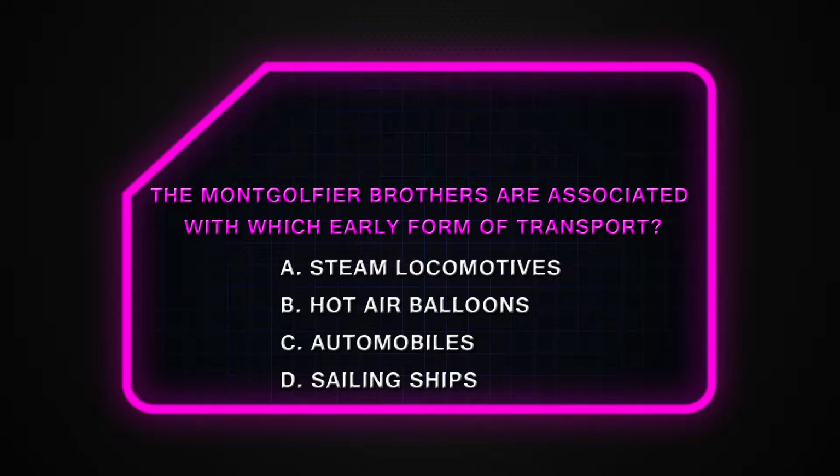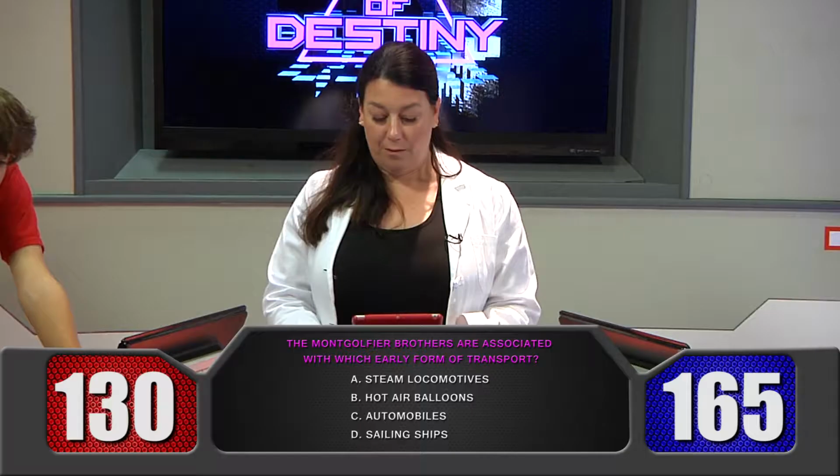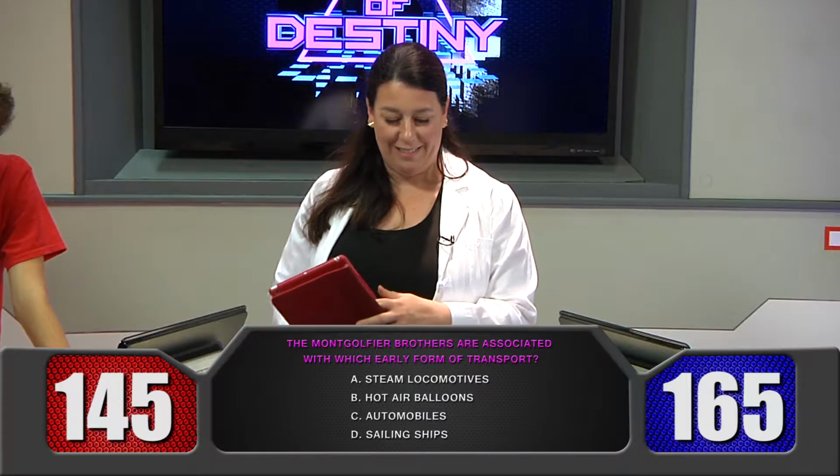The Montgolfier brothers are associated with which early form of transport? Red team, B. That is correct. Hot air balloons. Red team, your choice.